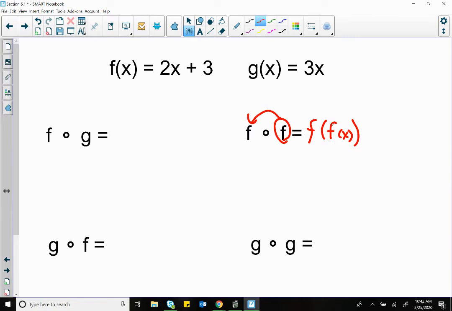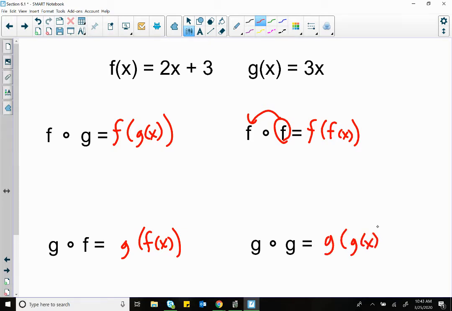See how we're taking f and plugging it into the f. Gof really looks like this. See how we're taking the g and plugging it into f. Fog looks like that. Gof looks like this. See how we're taking the f, plugging it into g. And gog is a lot like fof. We're just going to plug it into itself.